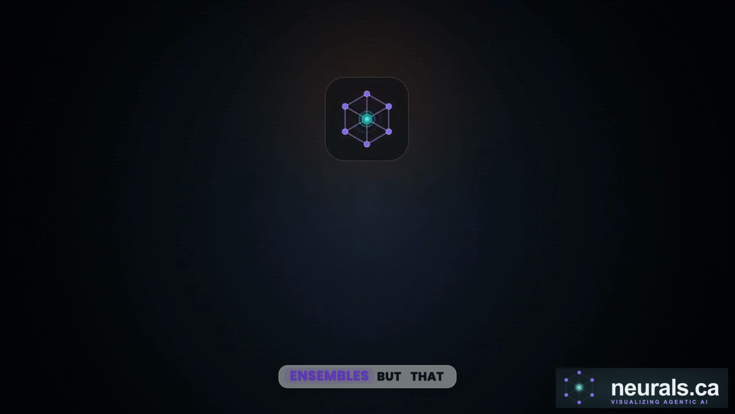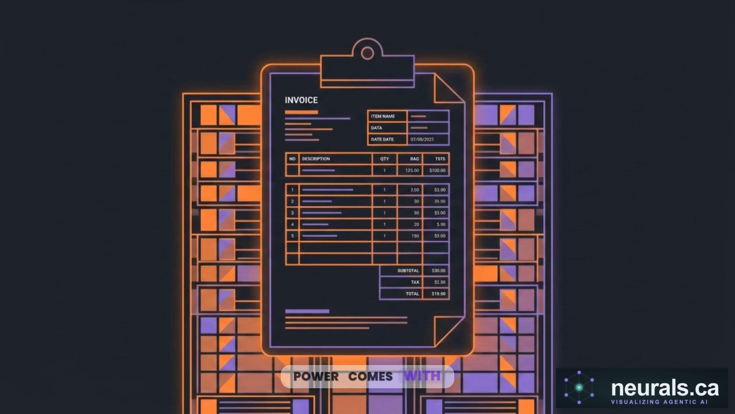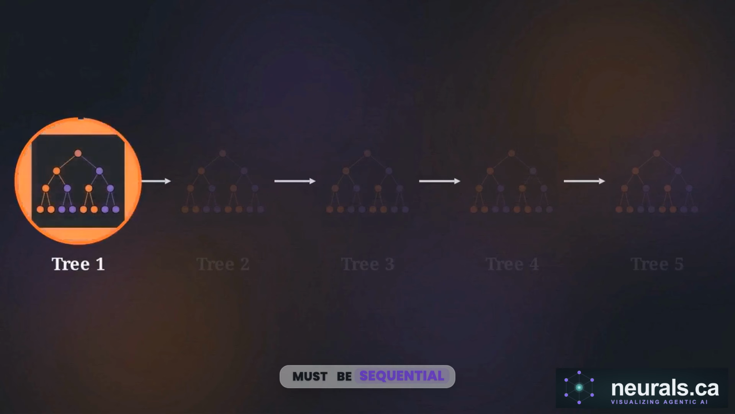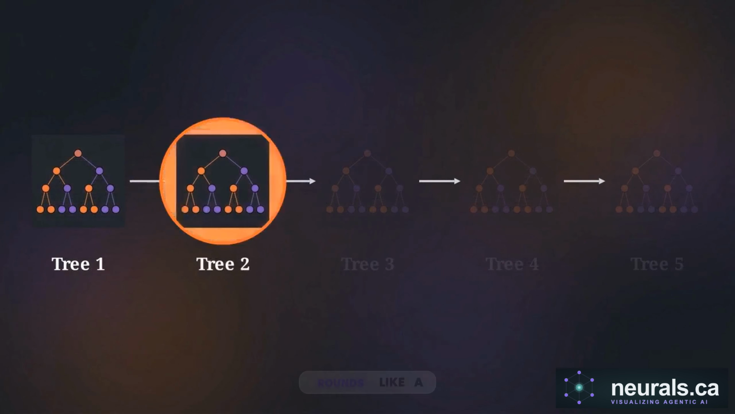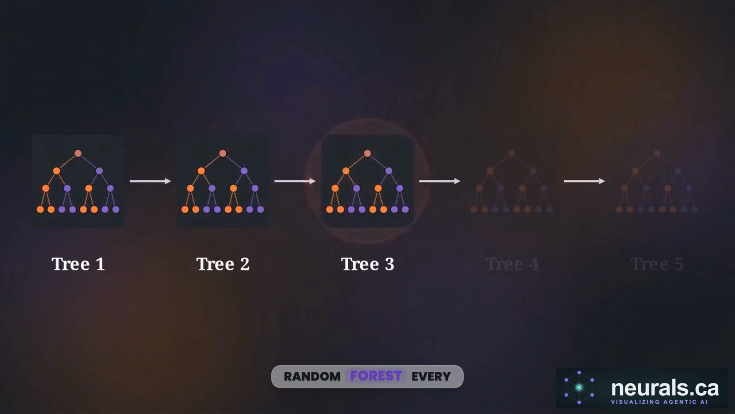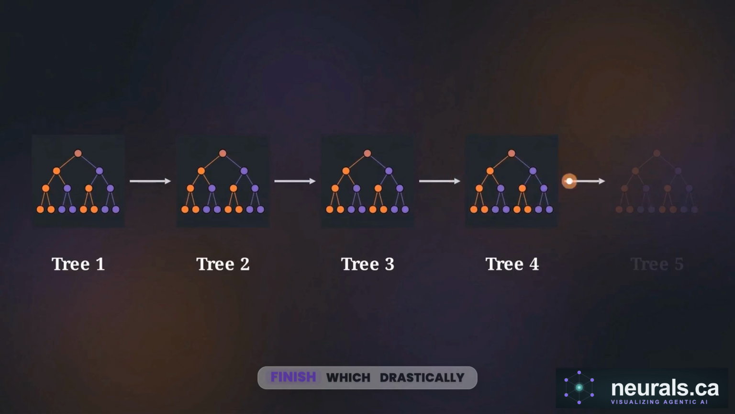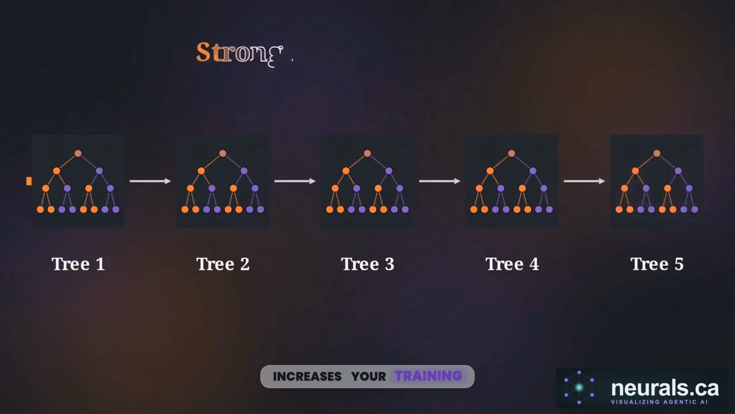But that power comes with severe operational costs. Because the training must be sequential, it cannot be easily parallelized across rounds like a random forest. Every tree has to wait for the last one to finish, which drastically increases your training time.